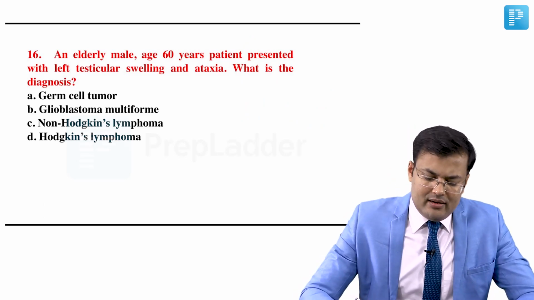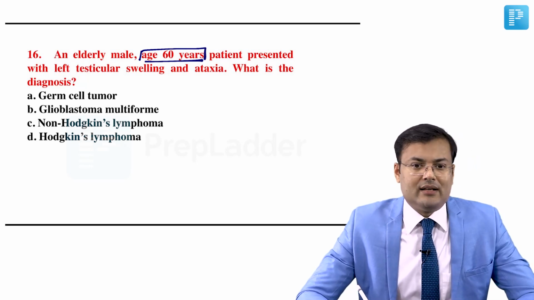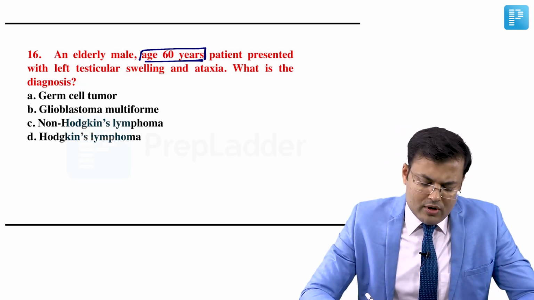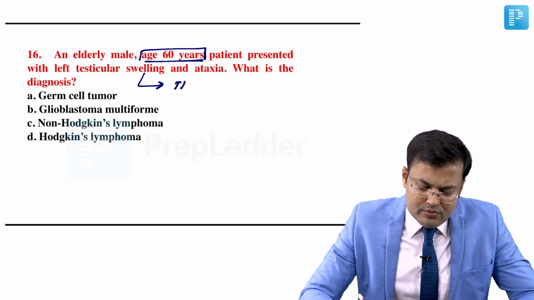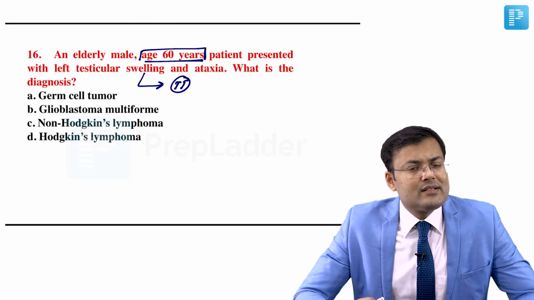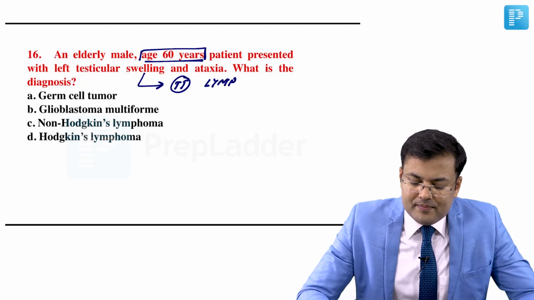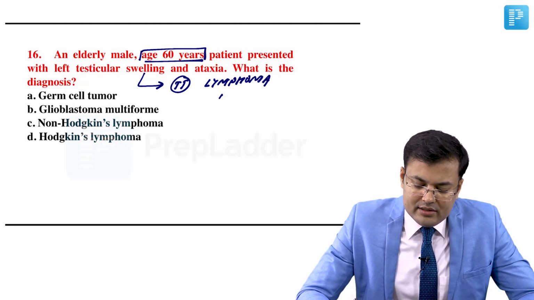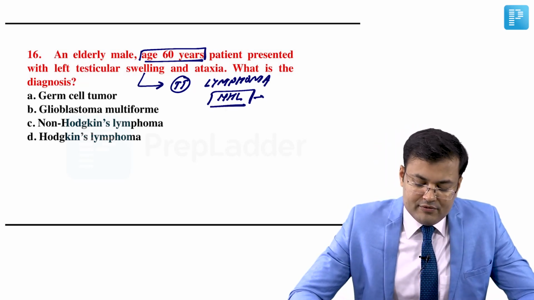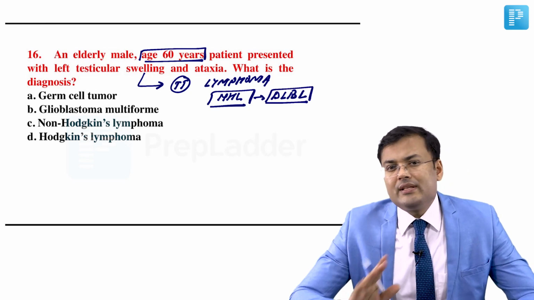An elderly male, age 60 years, presented with left testicular swelling and ataxia. This patient has testicular swelling, so most probably the patient has a testicular tumor. What is the most common testicular tumor in elderly males? In elderly patients, the most common testicular tumor is lymphoma. Which type of lymphoma? It is non-Hodgkin's lymphoma. And what is the most common type of non-Hodgkin's lymphoma? DLBL, diffuse large B-cell lymphoma.